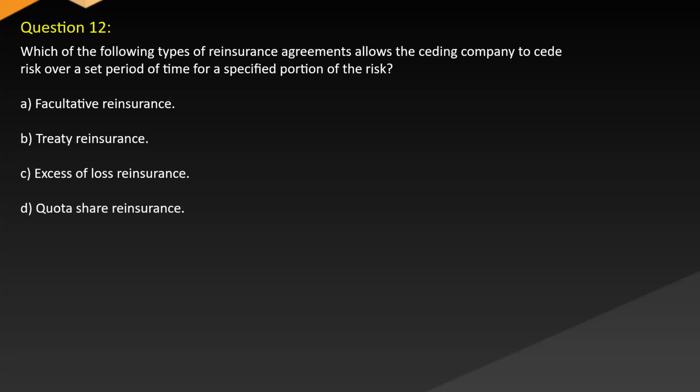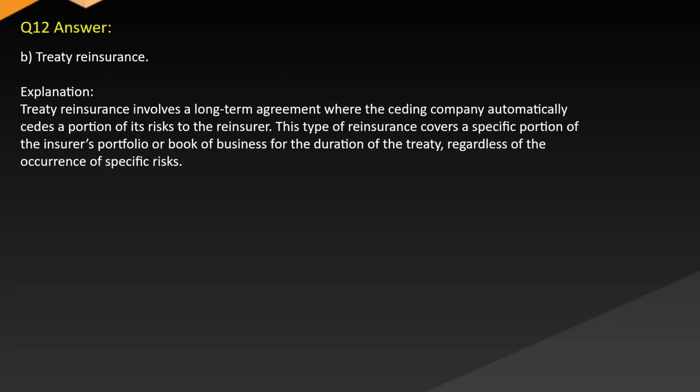A. Facultative reinsurance. B. Treaty reinsurance. C. Excess of loss reinsurance. D. Quota share reinsurance. Answer. B. Treaty reinsurance. Explanation. Treaty reinsurance involves a long-term agreement where the ceding company automatically cedes a portion of its risks to the reinsurer. This type of reinsurance covers a specific portion of the insurer's portfolio or book of business for the duration of the treaty, regardless of the occurrence of specific risks.